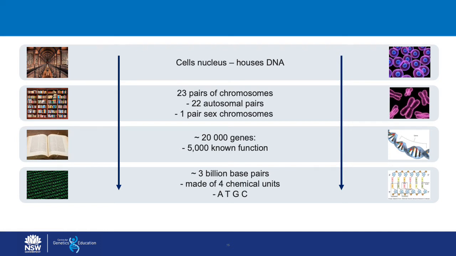Humans have 20,000 books on 23 pairs of shelves in our library. To date, we understand the meaning of 5,000 of these books, but this is increasing all the time. Genomic testing is checking for spelling changes in these books. We can either examine all the books, whole exome or whole genome testing, or we alternatively can select a set of books, that is a gene panel, as you would for Noonan syndrome, or we can only look at one book, Sanger sequencing, achondroplasia or cystic fibrosis.